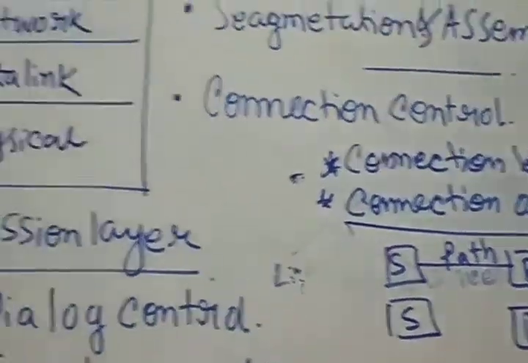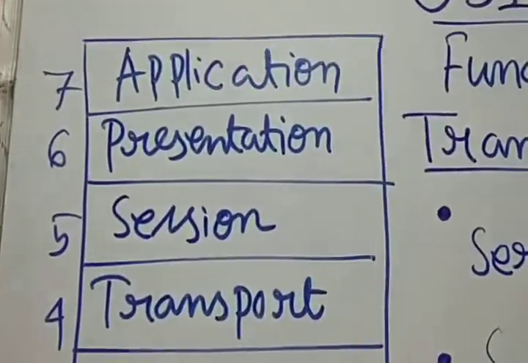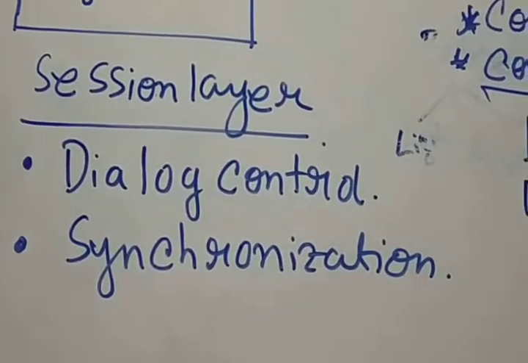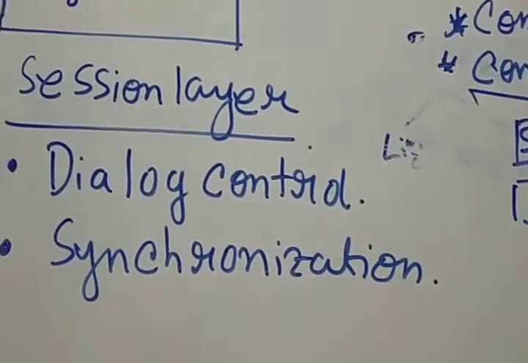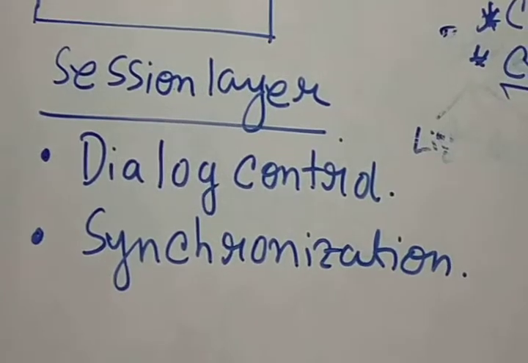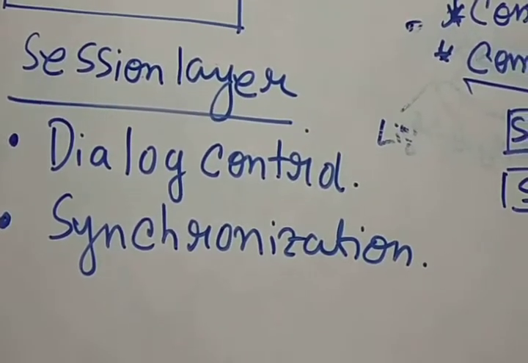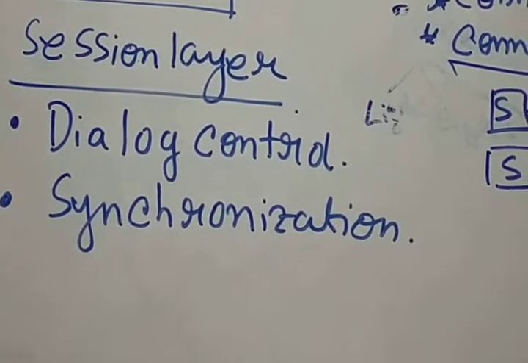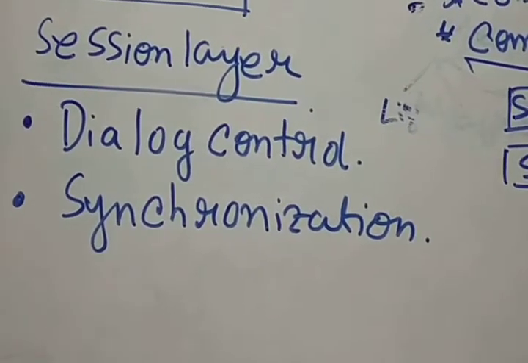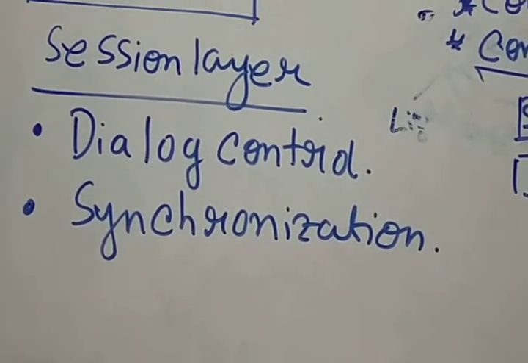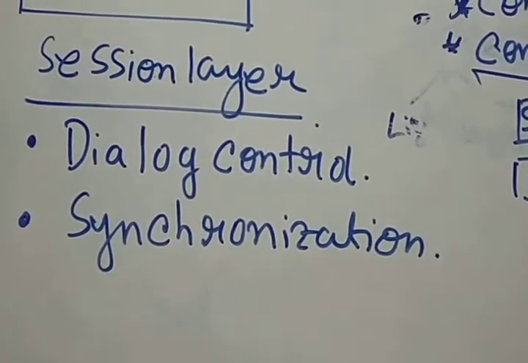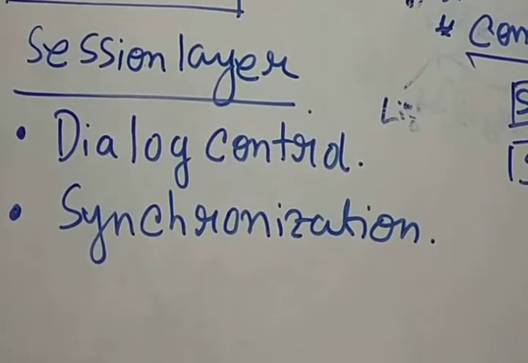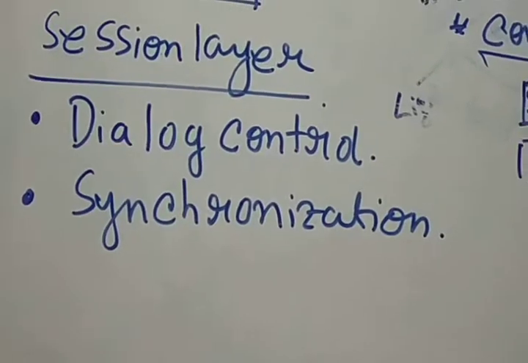Now move to the fifth layer, the session layer. Session layer is responsible for two things: one is dialog control and the second is synchronization. What is dialog control? The session layer allows two systems to enter into a dialog. It allows the communication between two processes to take place in either half duplex or full duplex mode. So it is called dialog control.